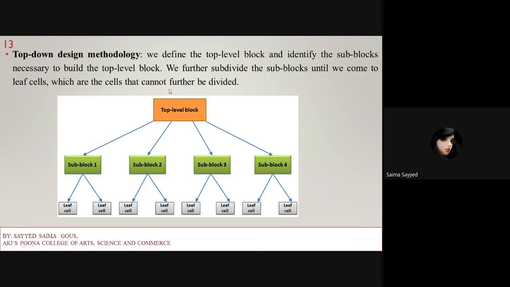Here first we define the top level blocks. We have to design whatever top level blocks are there. Then these top level blocks are further divided into sub blocks, and we further subdivide these sub blocks until we come to the leaf cells. These sub blocks are divided into leaf cells, which cannot be further divided. So in the top down design methodology, first there is a top level block, then the top level blocks are divided into sub blocks, and then sub blocks are divided into leaf cells. Then these leaf cells cannot be further divided.